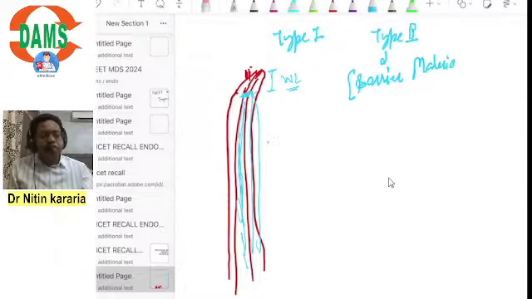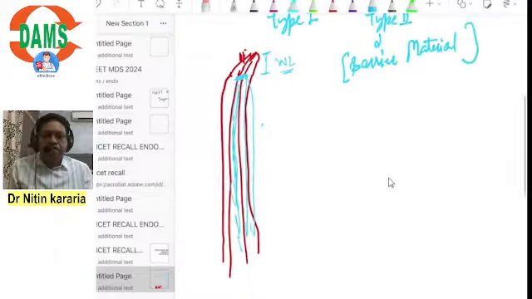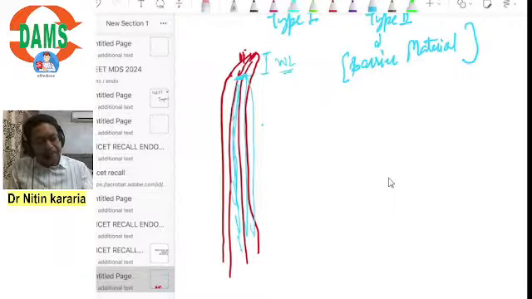Simply coronal preparation and obturation is not sufficient. Because of the moderate intensity of transportation, we have to use a barrier material. What is meant by barrier material?